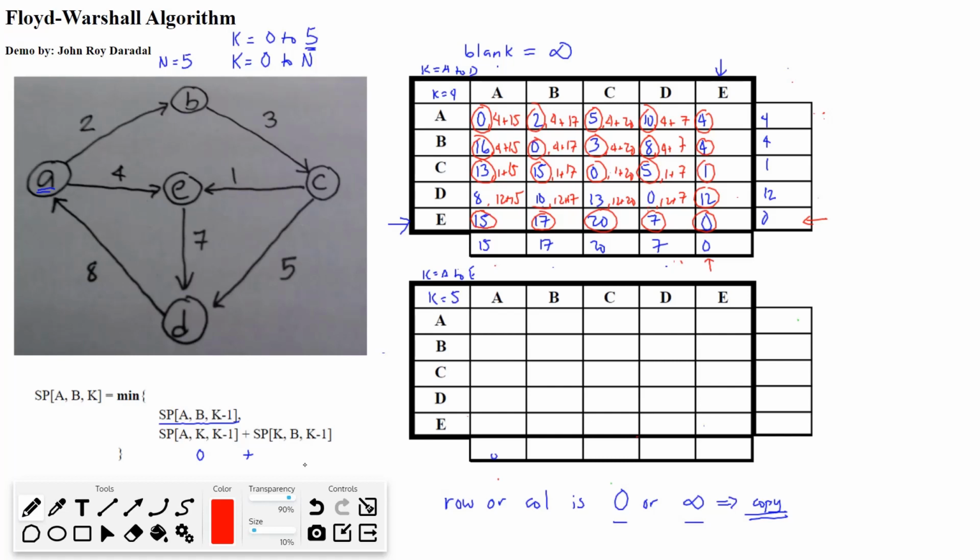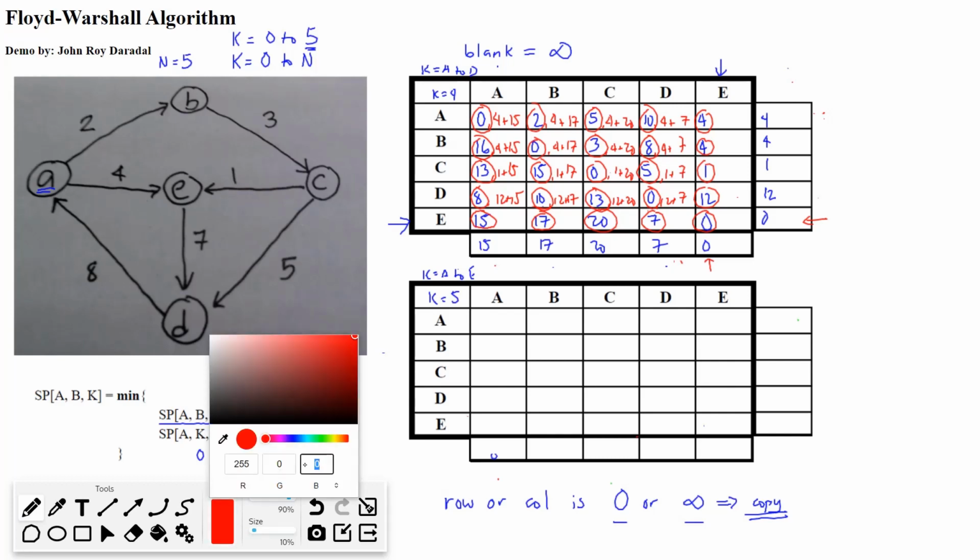8 versus 27, still got 8. 10 versus, how much is this? 29. Still 10. 13 versus 32, still 13. And then 0 versus 19 is still 0. So even though we did a lot of computations, we still got the same values from the previous cell, which means that by going through E, you don't actually improve the current shortest paths. And the reason for that is because, okay, so I'll show you why that is.